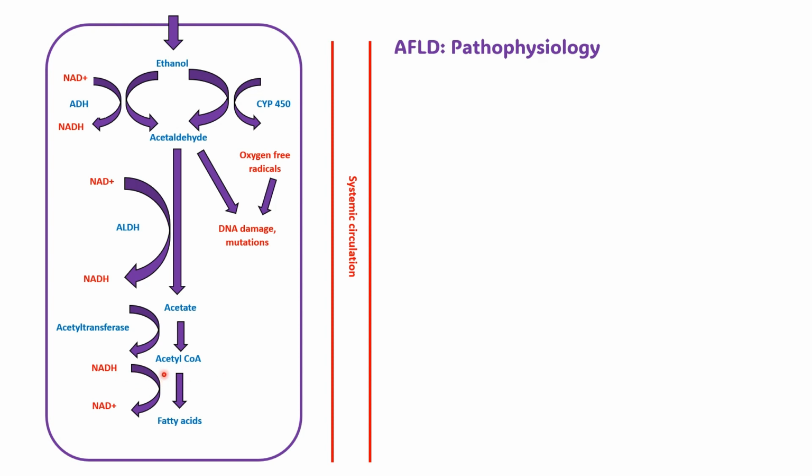But in this step of the process, instead of NAD being converted to reduced NAD, we're going to have reduced NAD being converted to NAD. So it's the opposite at this stage. And then the fatty acids tend to be stored as triglycerides. So this is what TG stands for. So you get an increase in the number of triglycerides within the hepatocytes.